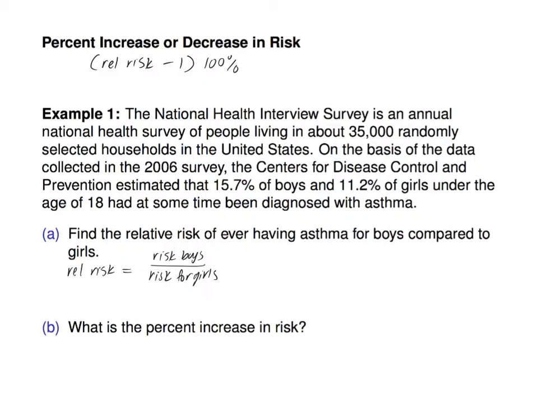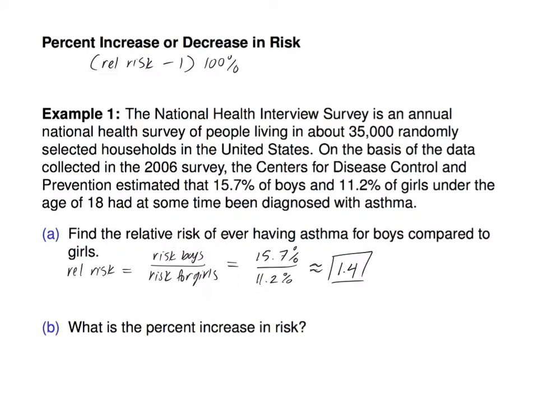So what is the risk for boys? 15.7% divided by 11.2%. And it doesn't matter if you make them into decimals or leave them as whole numbers as long as you're consistent with them. So do that division and tell me what you get. 1.4. You must get 1.4 approximately because there's more decimals there, right? 1.40179. Yeah, so approximately 1.4.